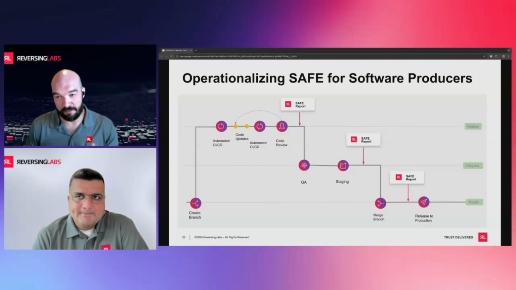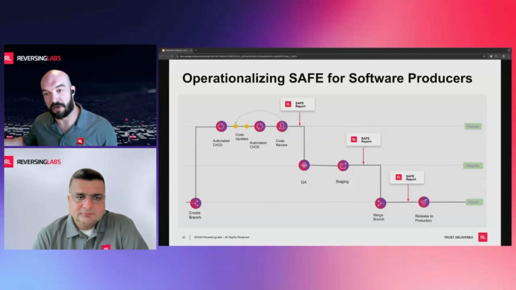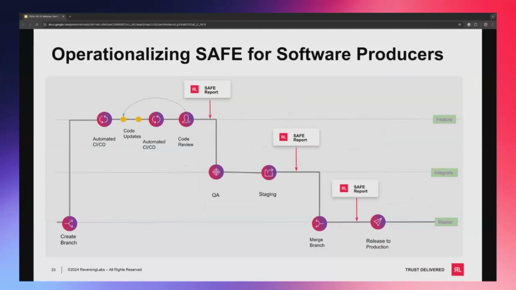But we've broken this out into two segments. Again, one from a producer perspective, those that are actually building and selling software to customers, and then we'll touch upon how to optimize and operationalize a SAFE report within a third-party risk assessment, so a procurement type scenario. As Deval mentioned, the SAFE report is ultimately the output of our Spectra Assure complex binary analysis. With that, you're able to integrate the complex binary analysis throughout your CI/CD pipeline and generate the SAFE report at different stages within that CI/CD pipeline.